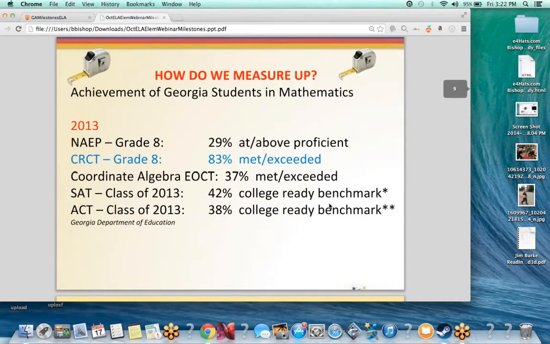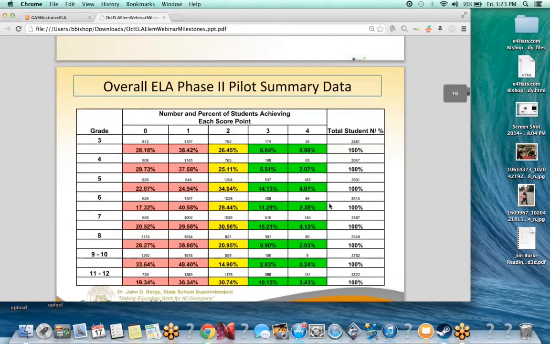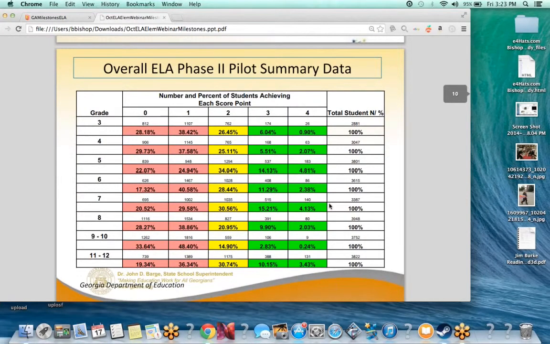There were a number of data sources to suggest that we needed to make these improvements, and this is just a reminder of that data here. Also, the DOE did a pilot summary of these types of questions with a group of students. And as you can see from looking at this chart real quickly, the students did not fare well.